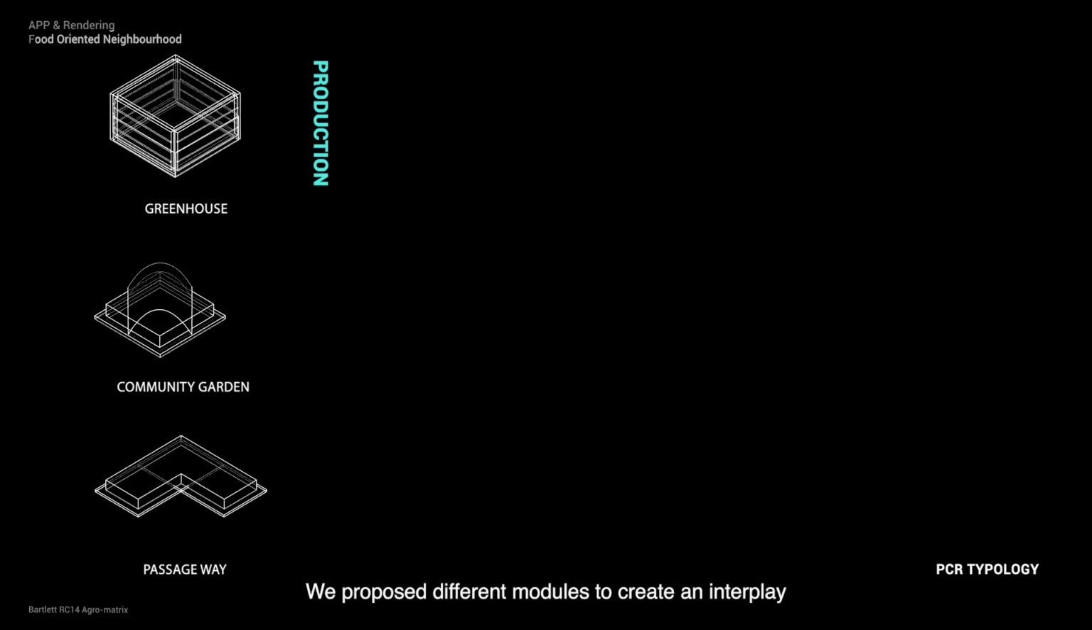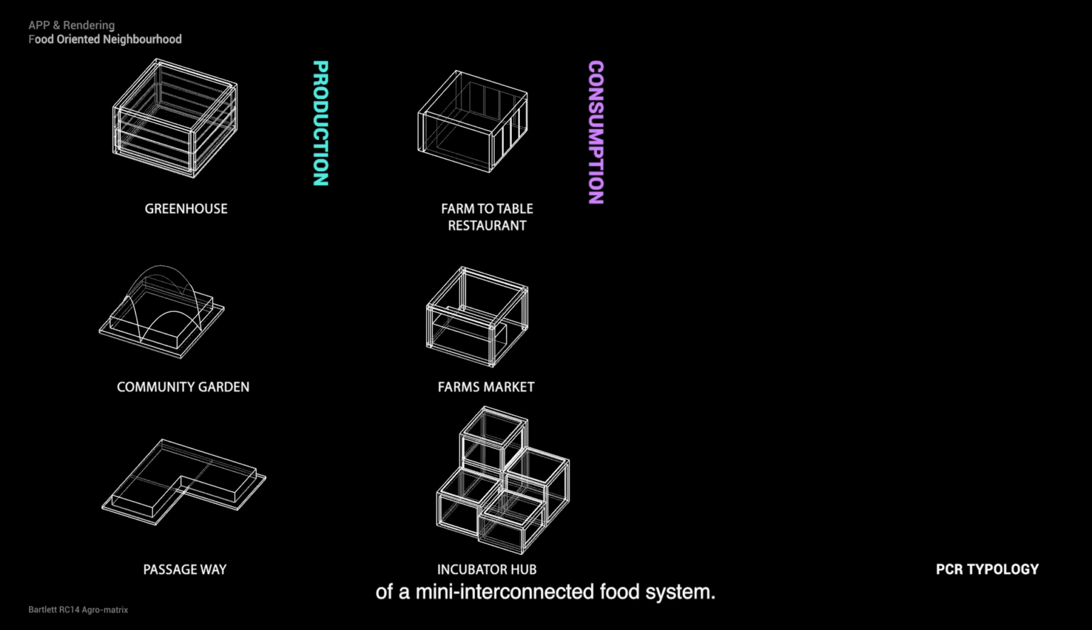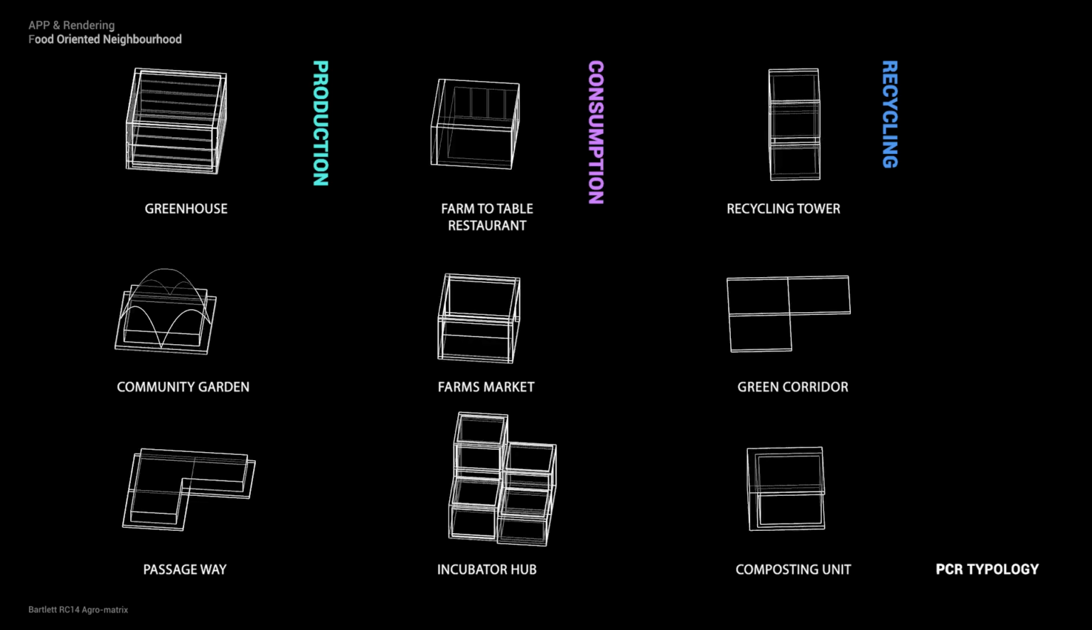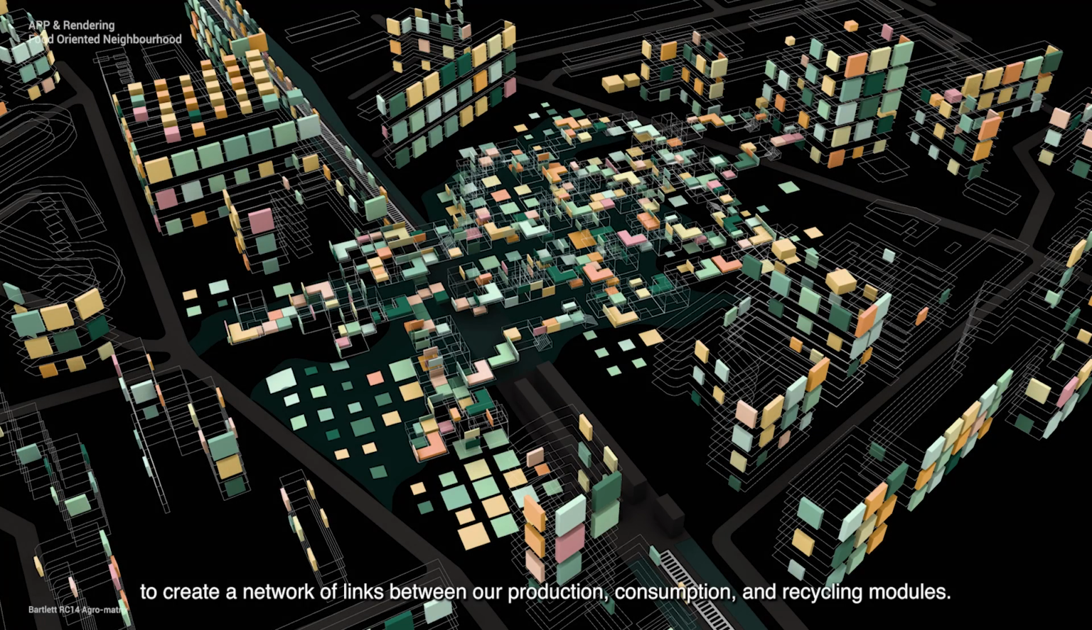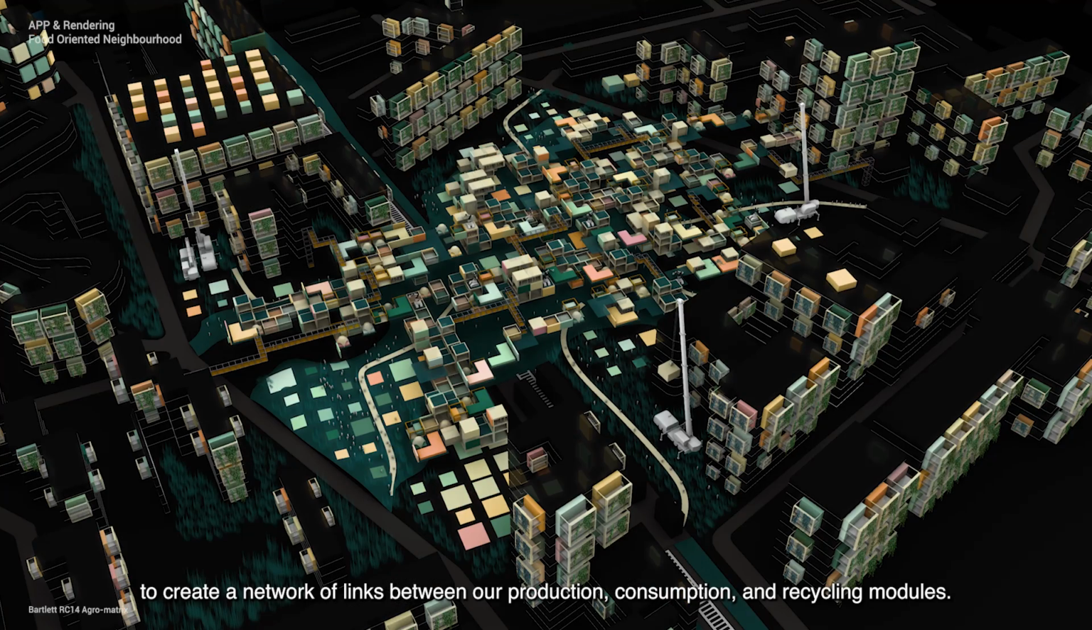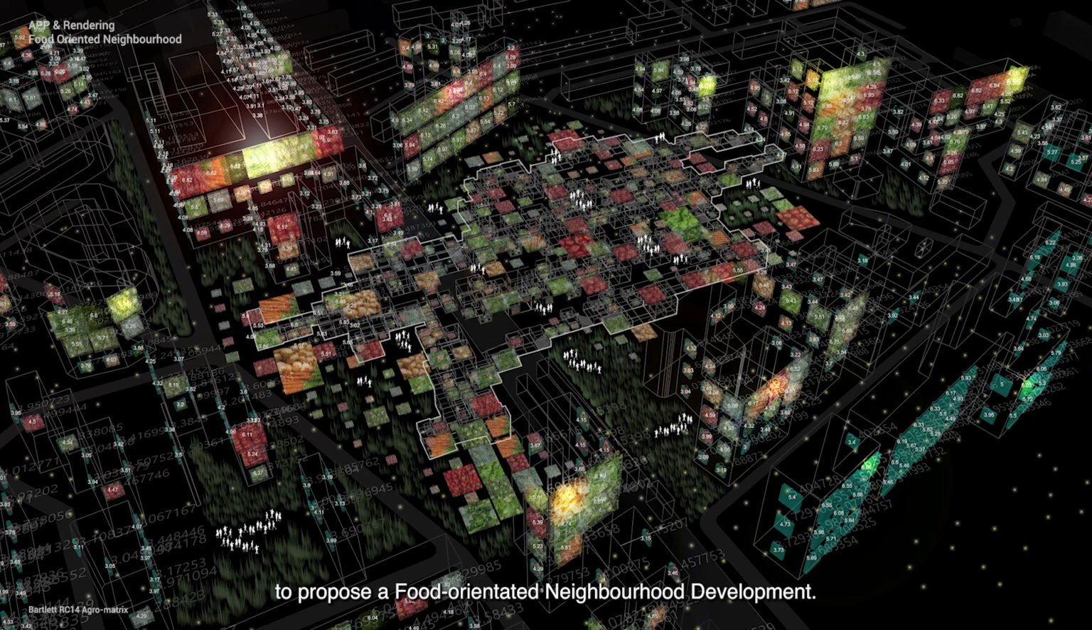We proposed different modules to create an interplay of a mini interconnected food system. We then employed discrete design as a design tool to create a network of links between our production, consumption, and recycling modules to propose a food-orientated neighbourhood development.